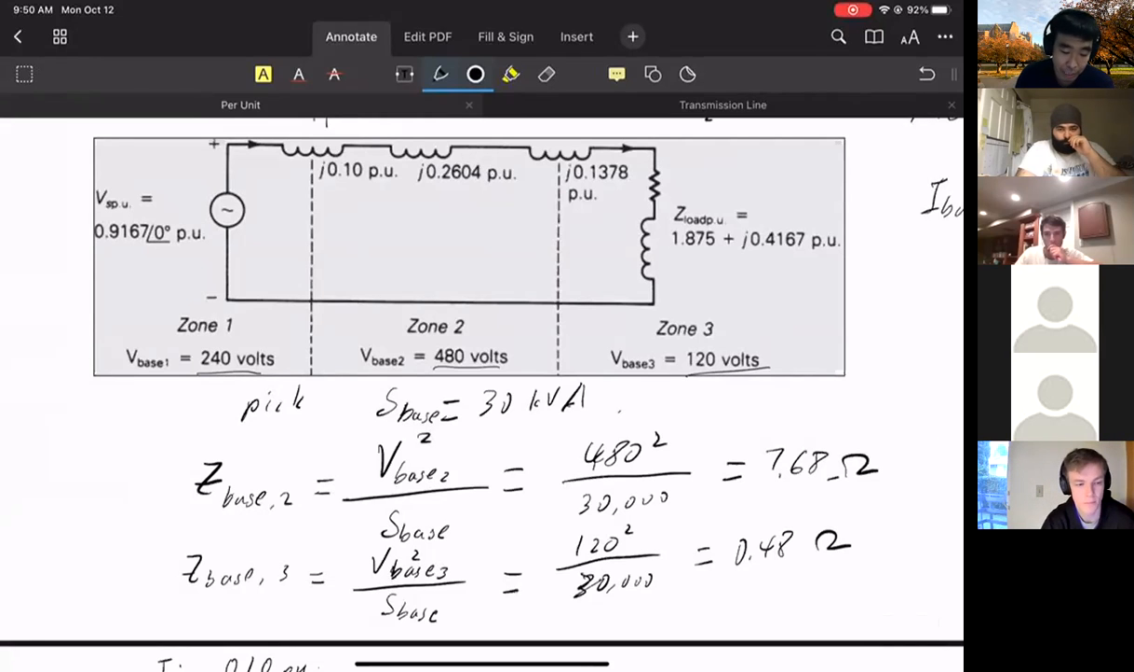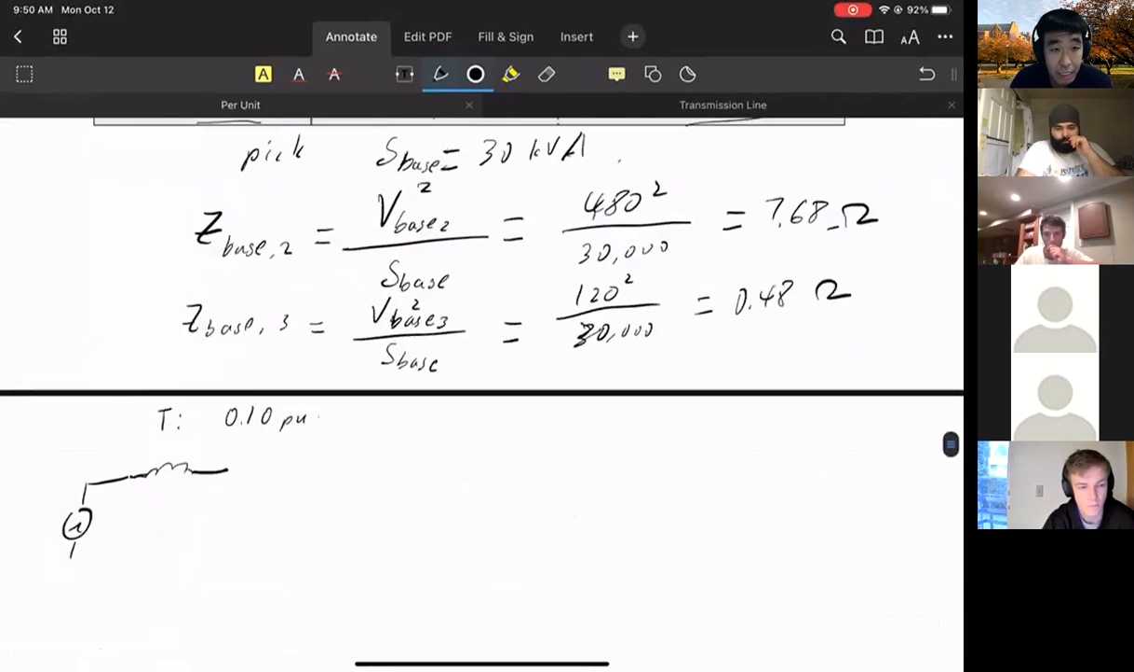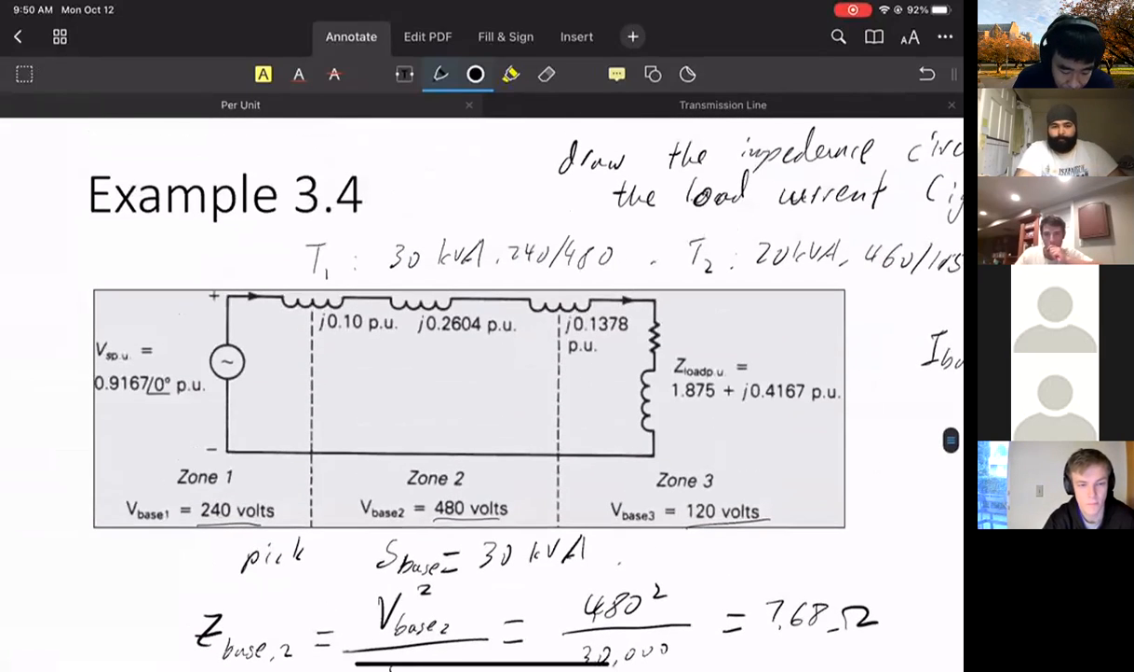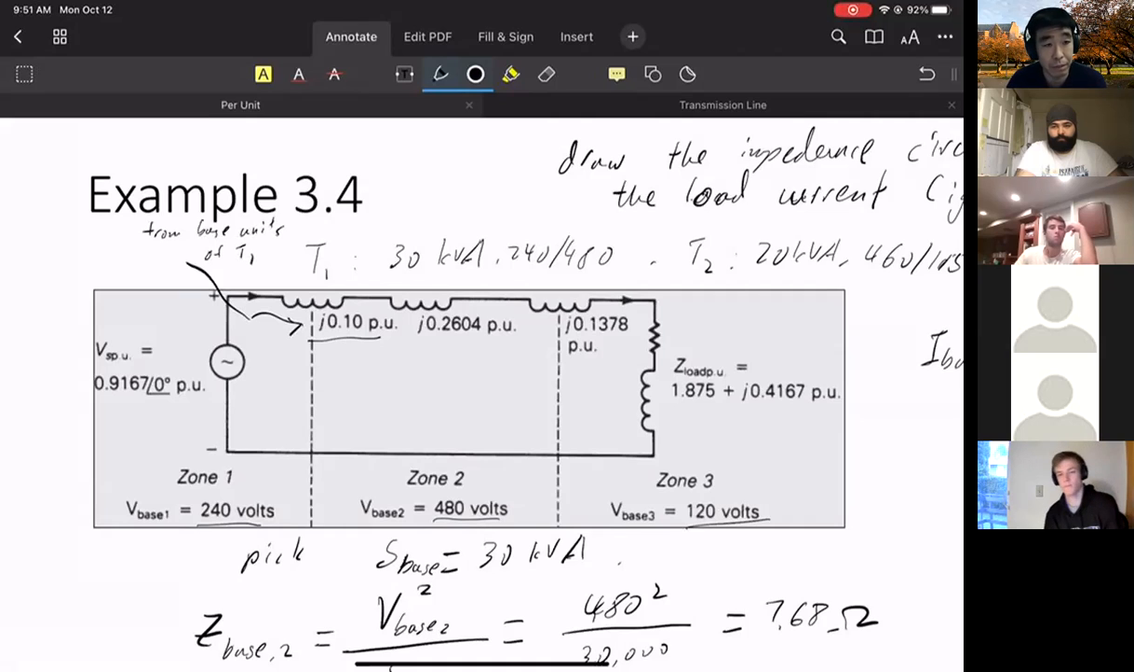Right, so we have this impedance here. If you look at this per unit impedance, this value is computed from the base units of T1. If you read the data sheet of this transformer, it tells you it's 0.1 per unit based on the per unit values of transformer 1.